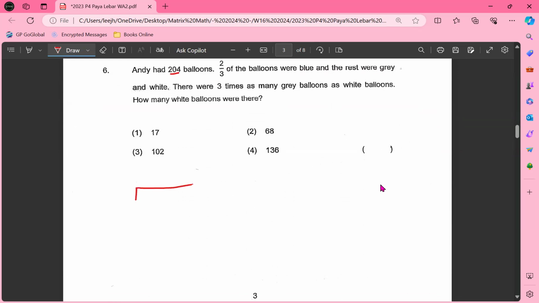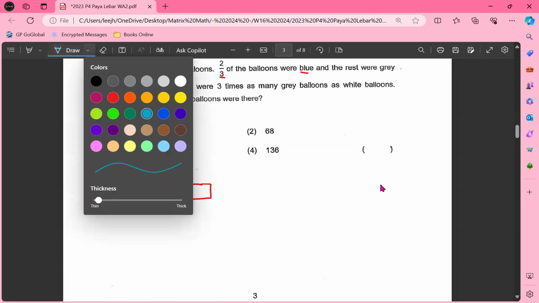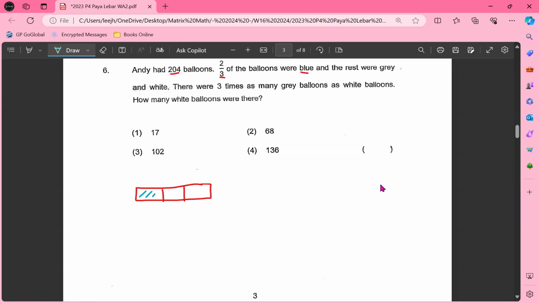So we are going to draw a bar cut into 3 parts. Okay, because they want to label two-thirds blue. So this, I use another color, maybe this. So this will be the blue, two-thirds blue. So we write a B here to represent blue. Okay, and the rest will be gray and white. So over here will be gray and white.